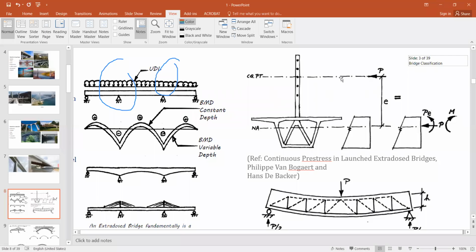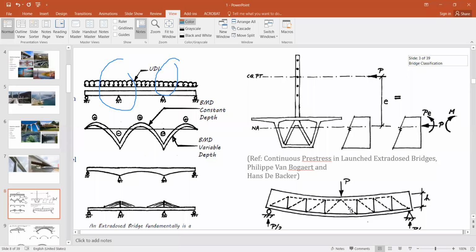Extradosed is a very latest addition to the bridge directory, and it was invented in 1980, 1981 in Japan, and this technology is now widely used for these frame structures. So it is basically a frame bridge, but a frame bridge with an external post tensioning. If someone wants to study in detail, they can use this guide for the behavior of these bridges.